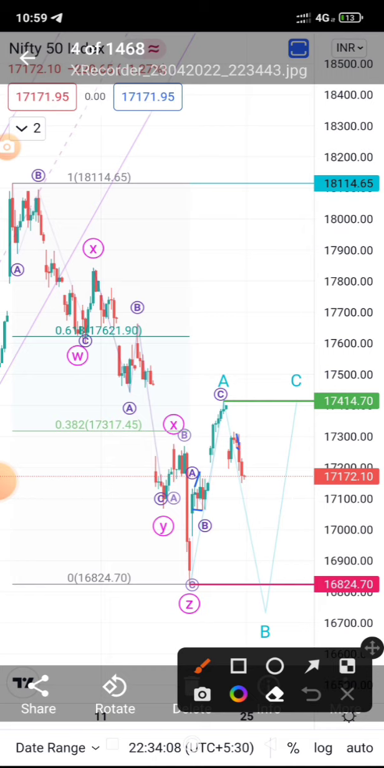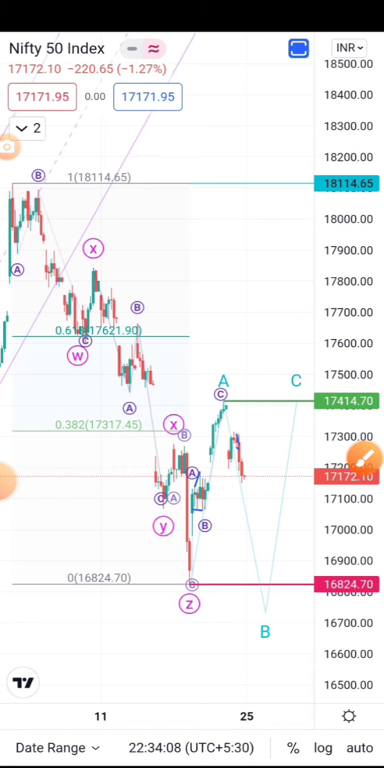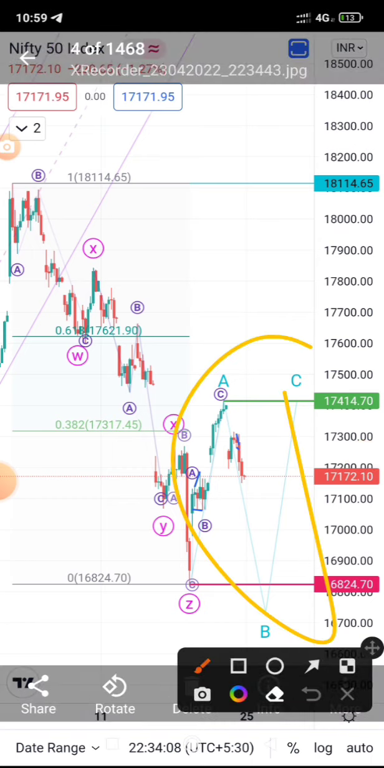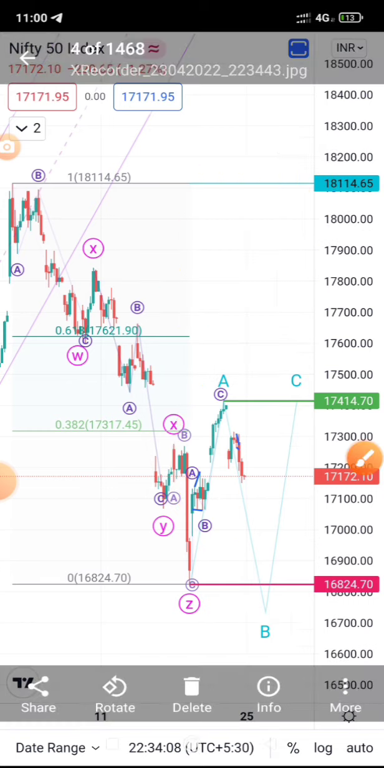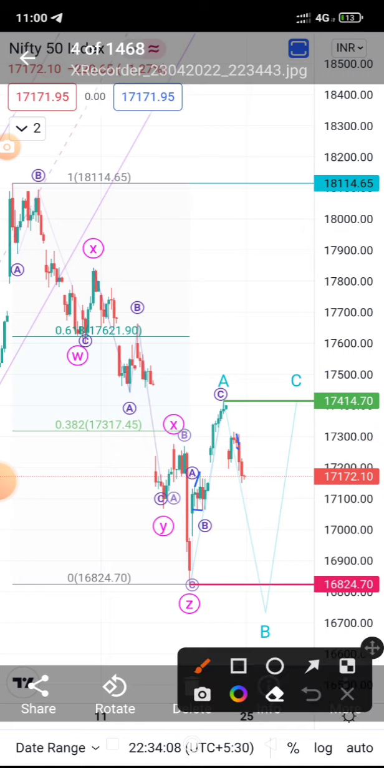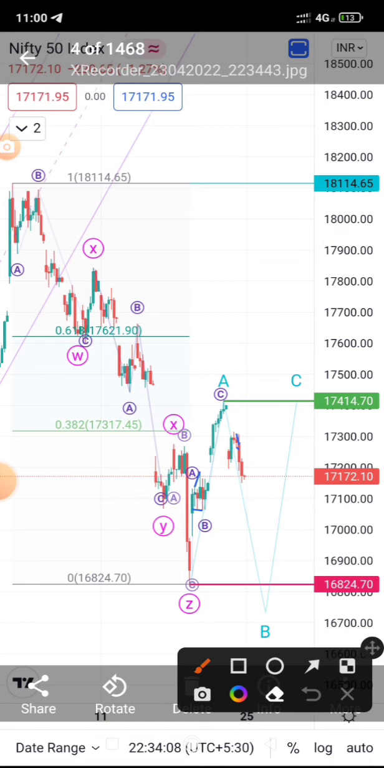So yeah, I will assume the fall has started when this case fails. So let's say if Nifty goes below 16,700 and starts trading below this for 15 to 30 minutes, I will assume that this is not an expanding flat, and this is going to fall further now. Okay, so that possibility is only when 16,700 is broken.